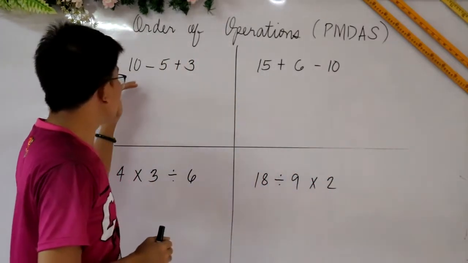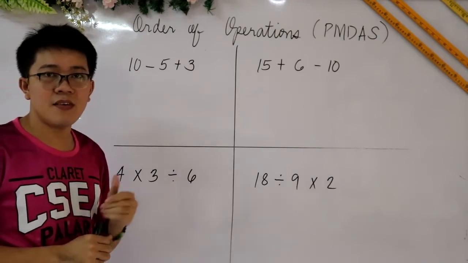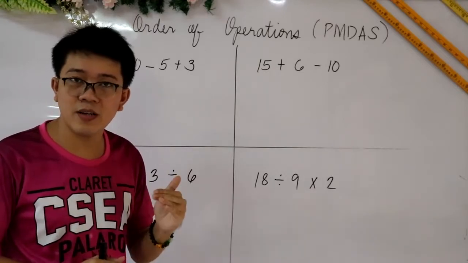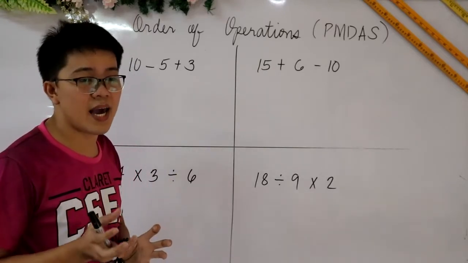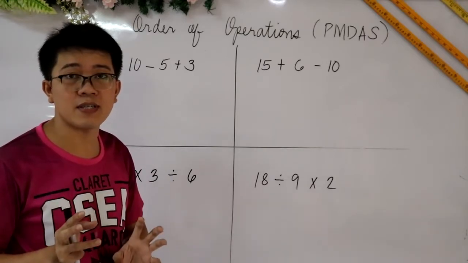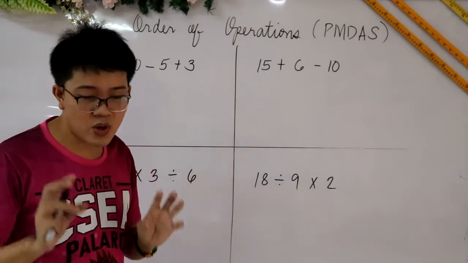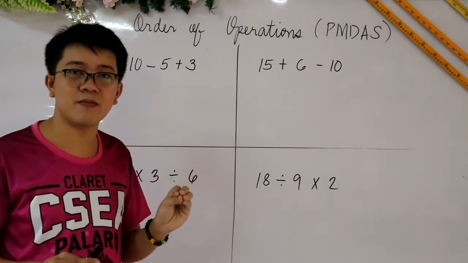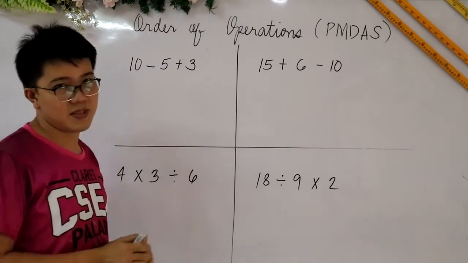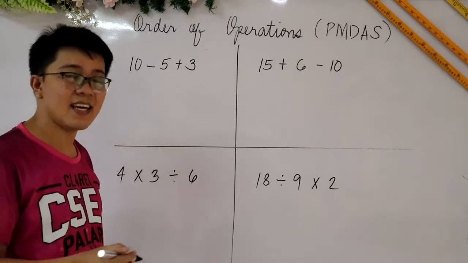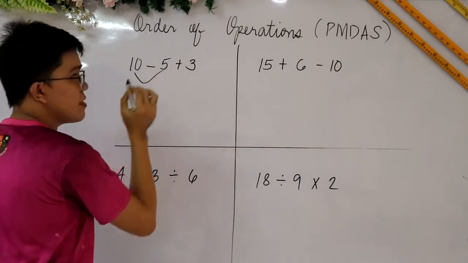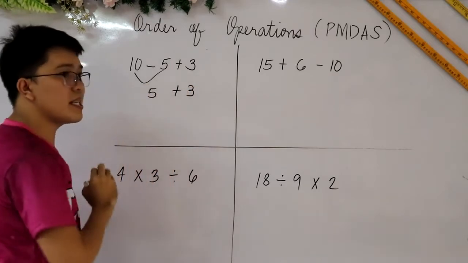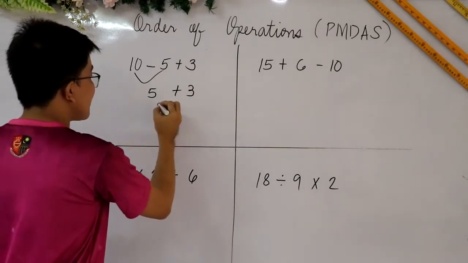First example, 10 minus 5 plus 3. In this kind of expression, there are two operations involved, addition and subtraction. Now we are going to decide what to perform first. Are we going to add first or are we going to subtract first? Let's find out. Now what do you think we're going to perform first? Subtraction or addition? Correct. Since the subtraction comes first, we have to subtract before adding. So what is 10 minus 5? Awesome. It's 5. Then bring down 3. What is 5 plus 3? Definitely, it's 8.